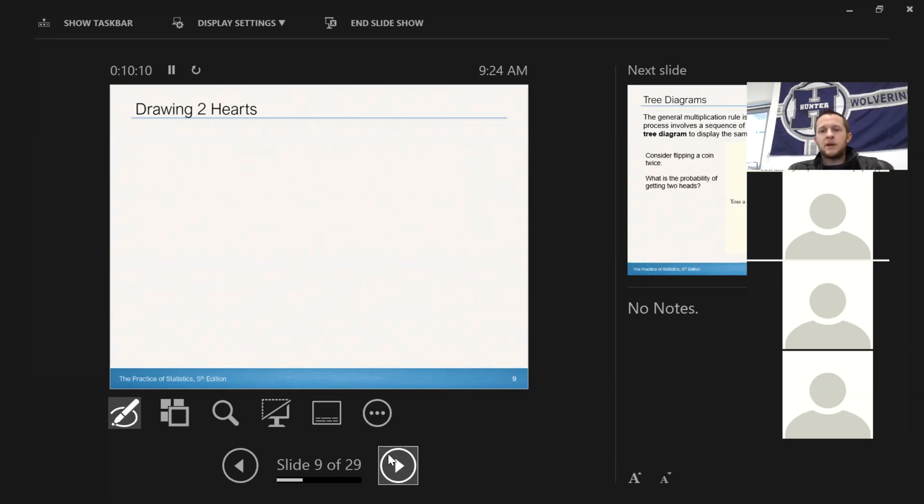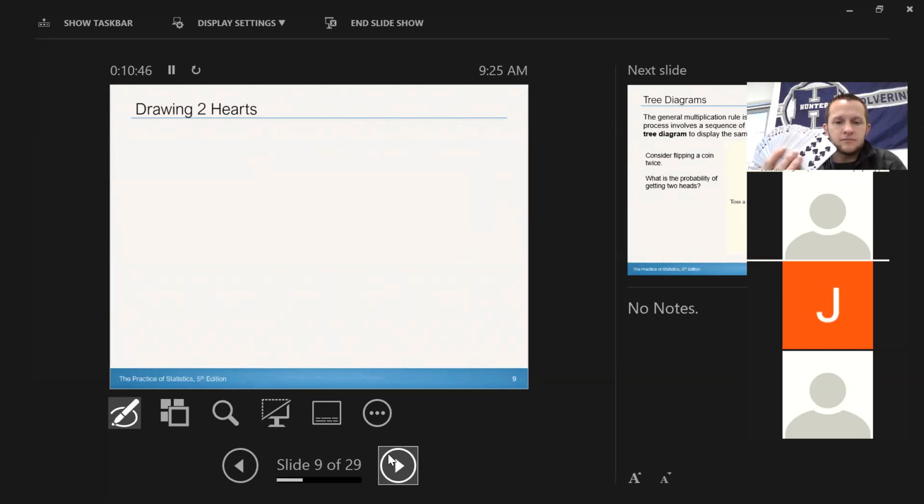Making sure we're all on the same page, in a standard deck of cards, how many cards are there? Someone unmute and tell me about it. What was that? Isn't it 52? There is 52. Good job. There are 4 suits. Who can tell me what the 4 suits are? Spades, clubs, hearts, and diamonds. Good job. All right. So now, what's the probability of drawing a heart?